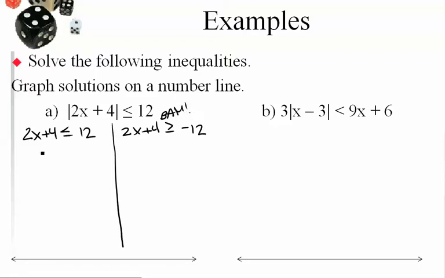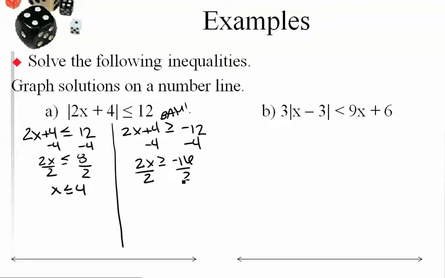Go ahead and subtract 4 from both sides on the left equation. So 2x is less than or equal to 8. Divide by 2. X is less than or equal to 4. On the second equation, subtract 4 just like we did the first time around. So 2x is greater than or equal to negative 16. Divide by 2. X is greater than or equal to negative 8. And remember, less than or equal to is the same thing as saying "and". You'll notice we're less than 4 but greater than negative 8, so this is facing towards each other.